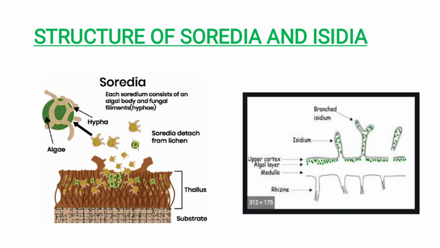In this slide, we can understand soredia and isidia clearly. This green ball-like structure is called algae, and the thread-like structure in the first picture is called hyphae, which is dispersing from the thallus. And here in the second picture, the elongated structure from the thallus is called isidia.